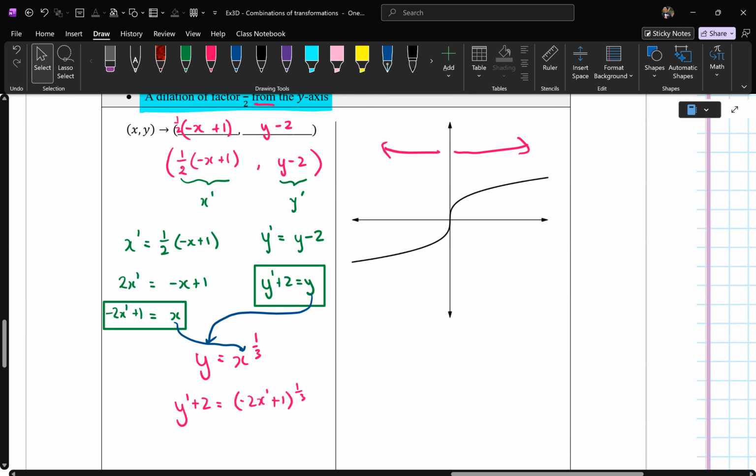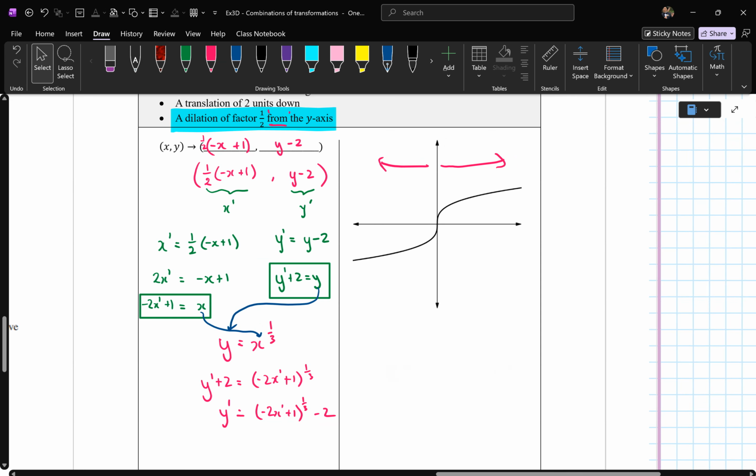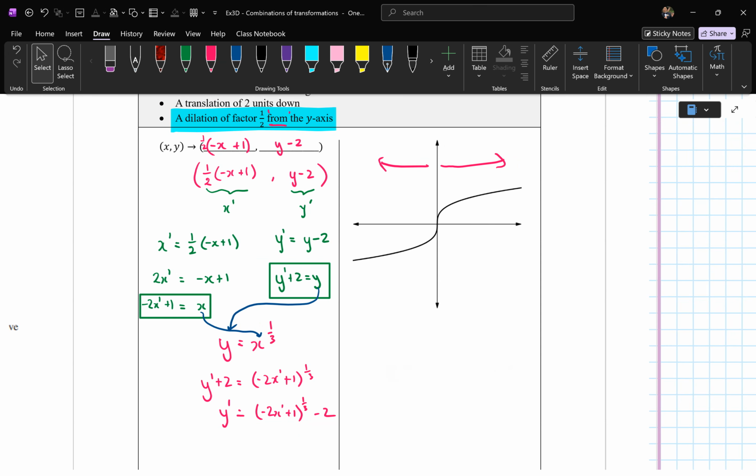Oh sorry, I should move that plus 2 across as well. So negative 2x dash plus 1 to the power of a third, minus 2. If you read the transformation, it's still there. It's down by 2, which we had. This one technically is to the right by half. And it makes sense because you moved to the right by 1, but then you halved it. So naturally it gets shortened because of the dilation, compression, it becomes half.